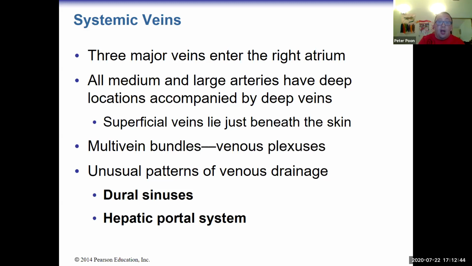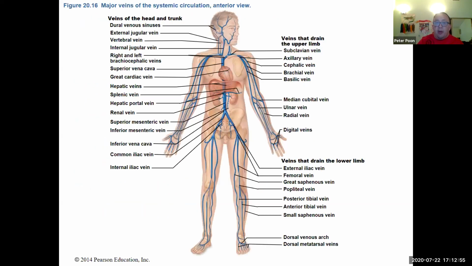Okay. The multi-vein bundle of venous packages. So you don't have to know the dural sinuses. You do have to know the hepatic portal system. We were talking about two vena cavas already, superior vena cava, inferior vena cava. So when you're coming back from one of the limbs, the arms always go up above. So always the last thing to enter the heart is the superior vena cava. The legs come from below, so they always go through the inferior vena cava. Okay?